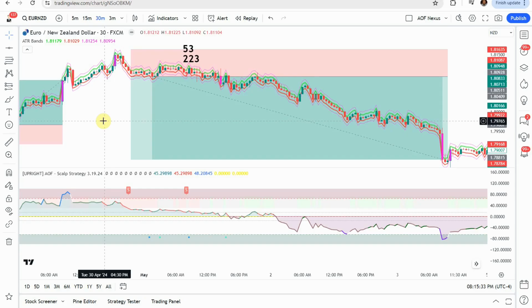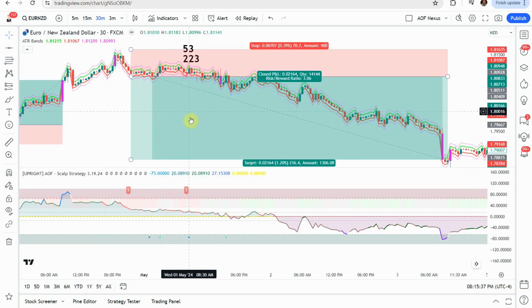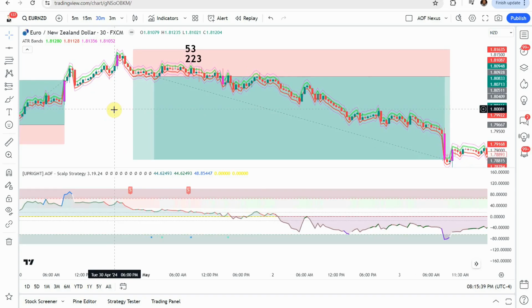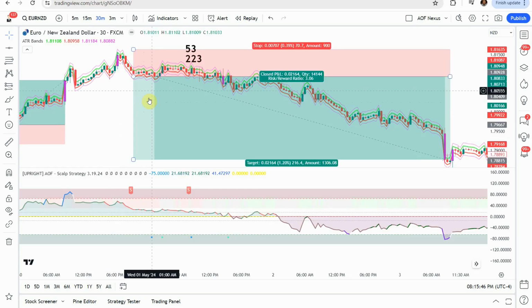And so again, not a massive difference, but definitely a noticeable difference and a better way of using this strategy. And so I think this is definitely a better way to use the Academy of Forex Indicator, and I think that this is definitely going to allow people to really have far better success with these rules.